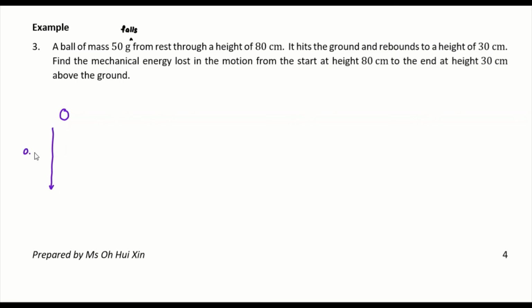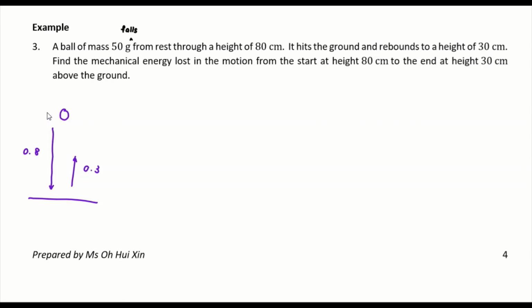80 cm, so that's 0.8, then hit the ground, then rebounds at a height of 0.3. Okay, so when you look at this situation, I hope you can straight away get that this is the idea where you have a system that consists of non-conservative force. Because if let's say you have only conservative force, the KE and the GPE at any point should be the same. So which means that there's no loss of mechanical energy.